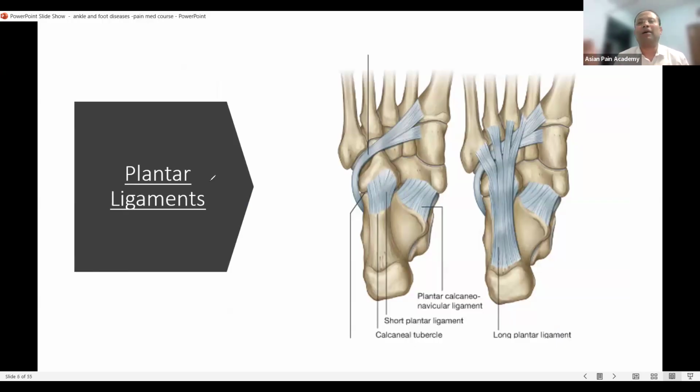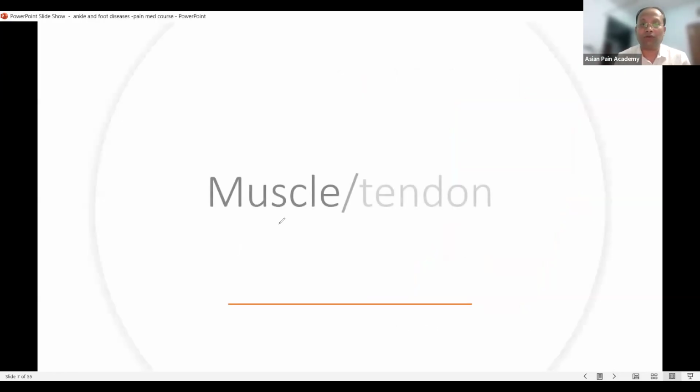Now there are some other ligaments, which are the plantar ligaments. If these ligaments are ruptured or injured, then someone will have foot pain, sole pain, from the inferior side. There are two types of plantar ligament: the short plantar ligament and the long plantar ligament. You can see this one is the long plantar ligament, and this one is the short plantar ligament. But of course, this is not that important, just to tell you.